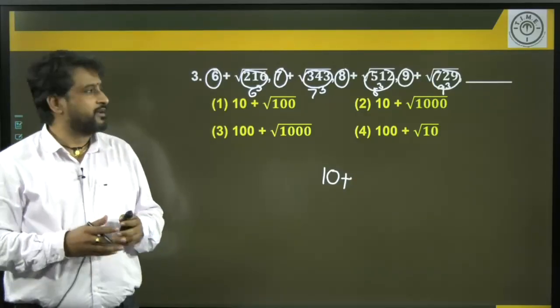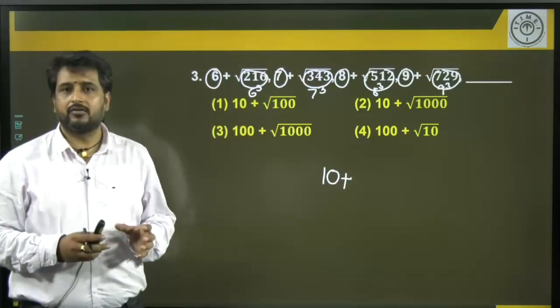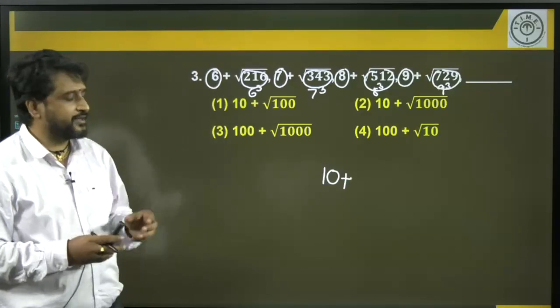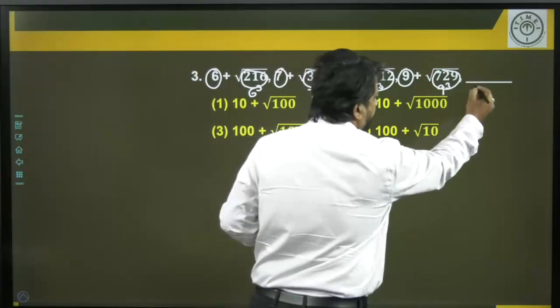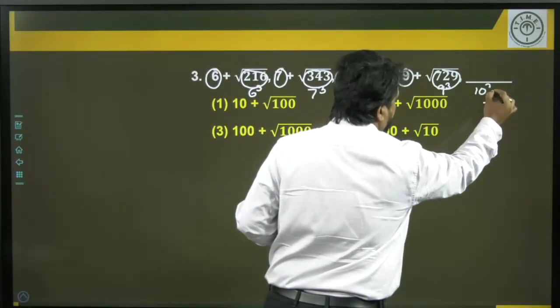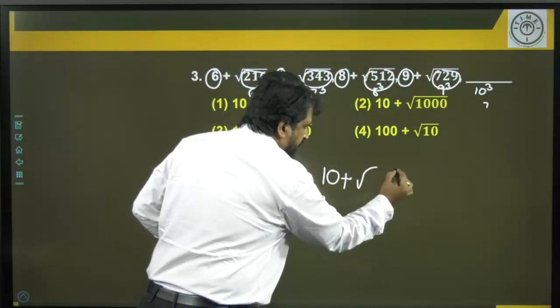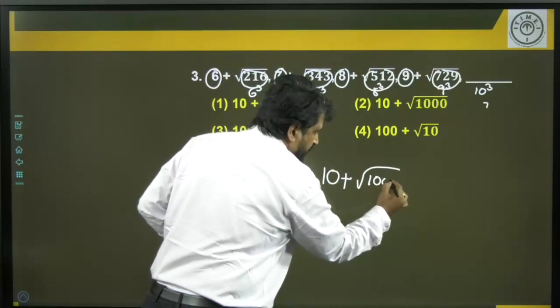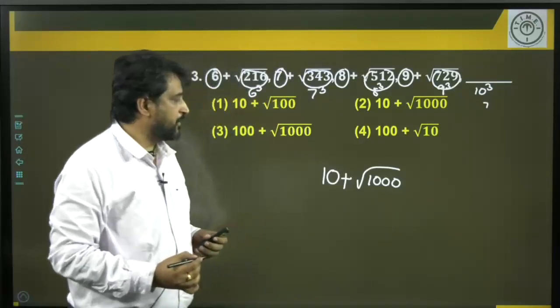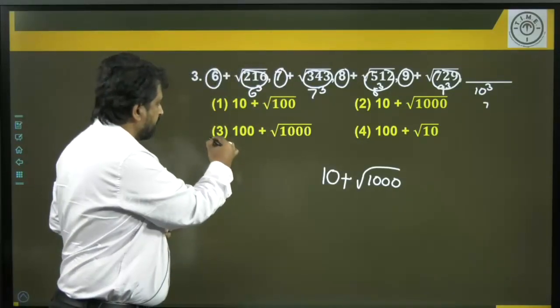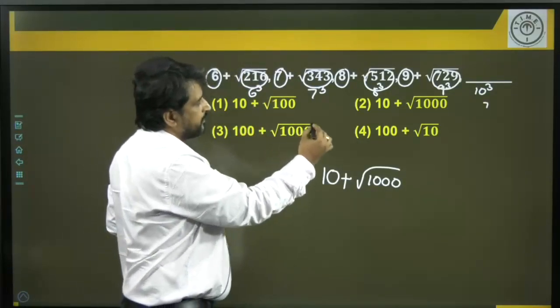What is the next number? 6, 7, 8, 9 are consecutive natural numbers. So after 9 is 10. So the required number is 10 cube. So square root of 10 cube is how much? 1000. So the required answer is 10 plus square root of 1000, which is in choice 2.